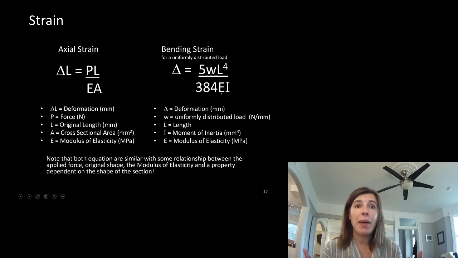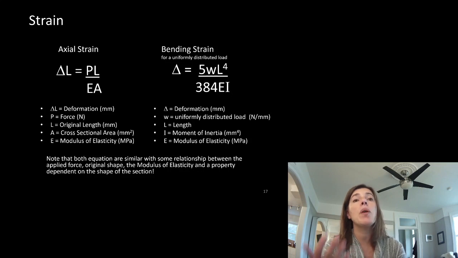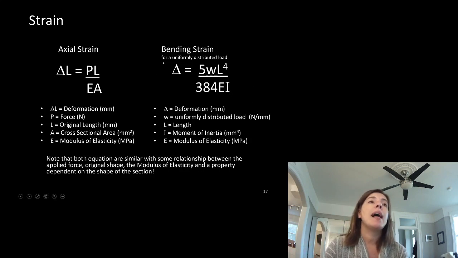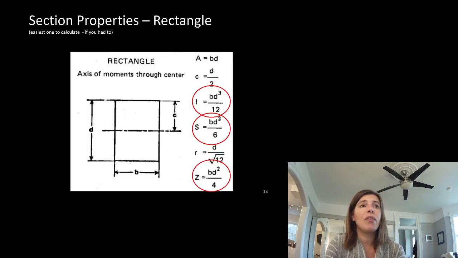E is a property based on steel. We know it's 200,000 MPa. There's no surprises there. And I, or A, is a shape property. We're the ones picking what cross-sectional area we want to check or what shape we want to check to see if it works. If you remember, in the first lecture, we had criteria given to us about how much something could deflect. Well, this tells us how much it actually deflects. So now we can start to figure out, is our member strong enough and stiff enough?